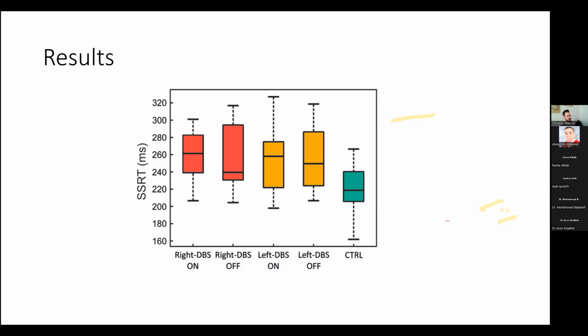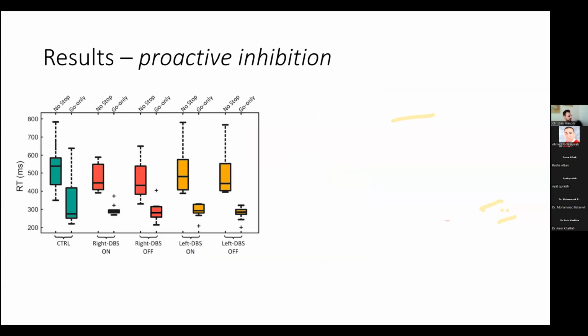We computed Bayesian factors to compute the extent of the alternative hypothesis, and it clearly shows that there is no difference. It's not important if you have the DBS on the right side or on the left. If it's on or off, it does not work. There is no improvement in reactive inhibition.